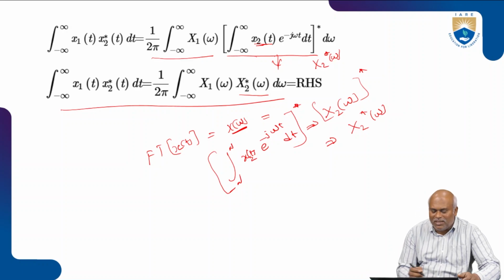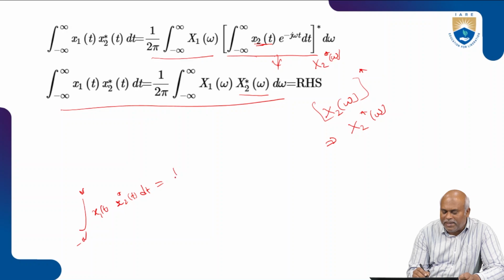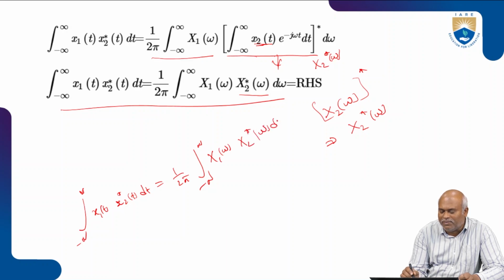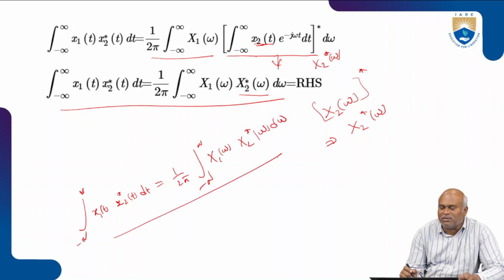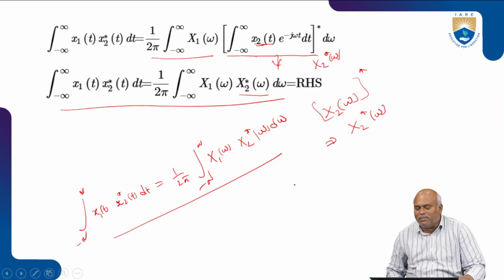Okay. Now in this case, the Parseval statement I should write: the integration of minus infinity to plus infinity x1 of t x2 star of t dt is equal to 1 by 2 pi integration of minus infinity to plus infinity X1 of omega X2 star of omega d omega. Now the Parseval statement is proved. This is called the Parseval statement.